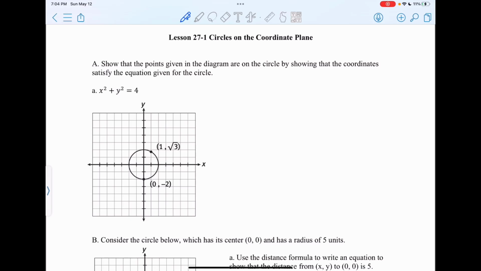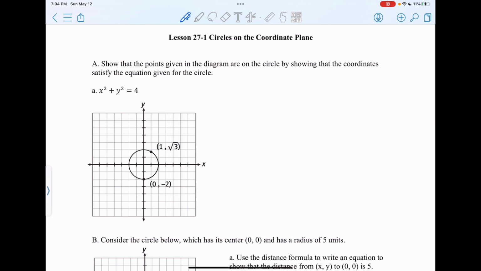Hi everyone, and welcome to this video going over lesson 27.1, circles on the coordinate plane. In this video, we are going to talk about graphing circles on the coordinate plane and how we write the equation for a circle in order to graph it.